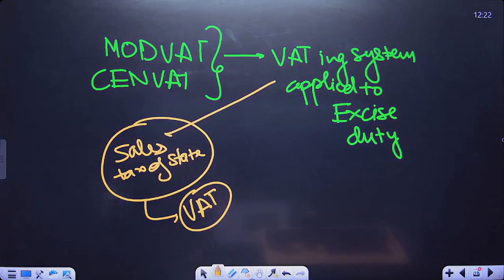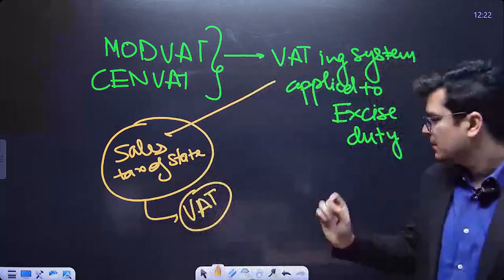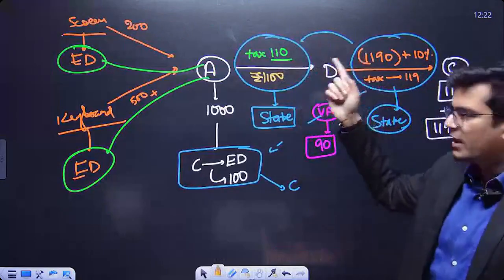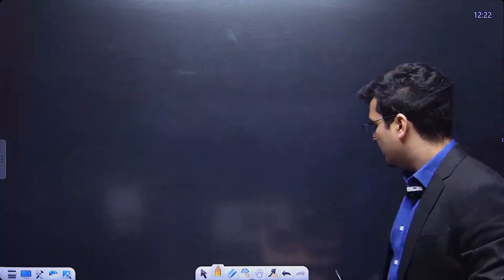ठीक है. अब प्रॉब्लम यहां क्या थी? इस सिस्टम में एक ही प्रॉब्लम है. इस सिस्टम में प्रॉब्लम यह है कि यहां का जो इनपुट टैक्स क्रेडिट मिलता है एप्पल को, कुछ इनपुट टैक्स क्रेडिट तो सेल टैक्स का मिल रहा है. देखो एप्पल किस टाइप के टैक्सेस भर रहा है.